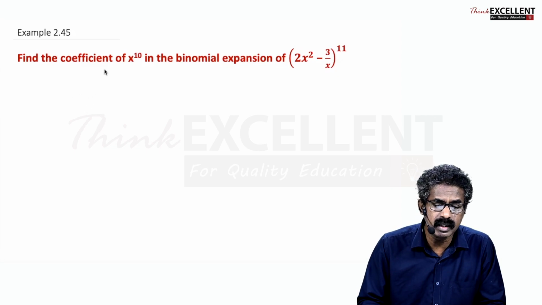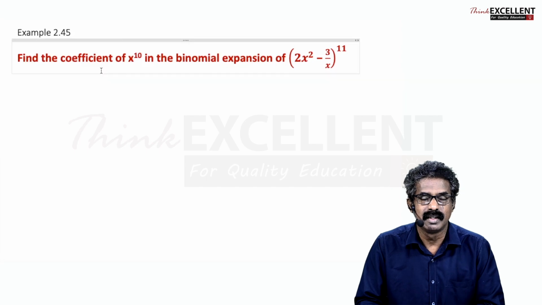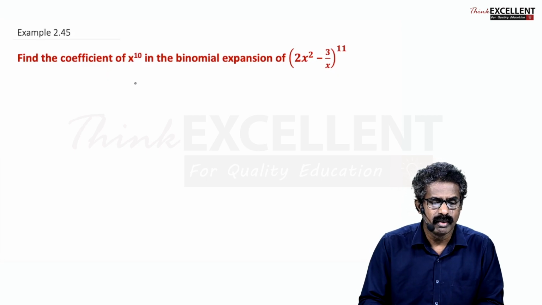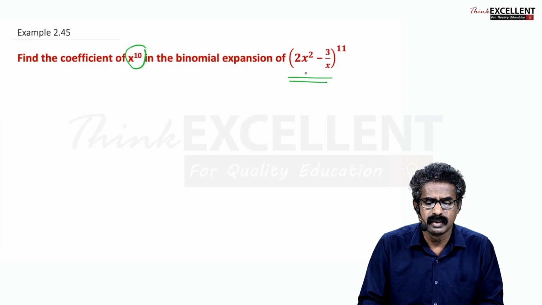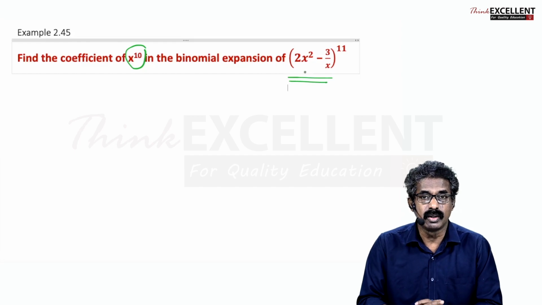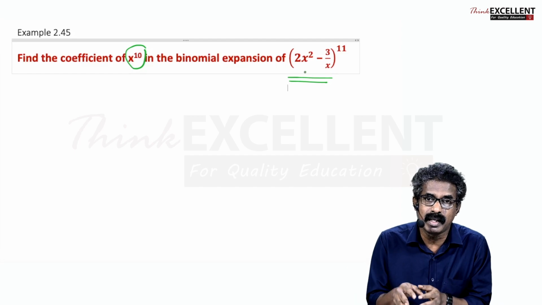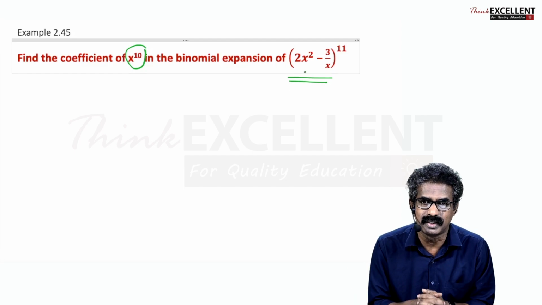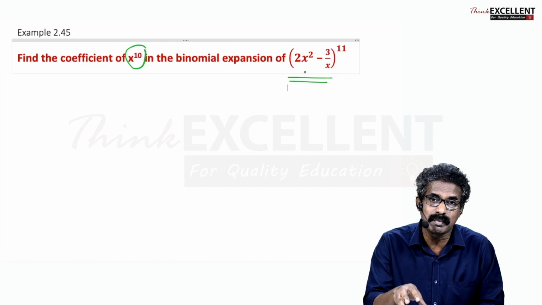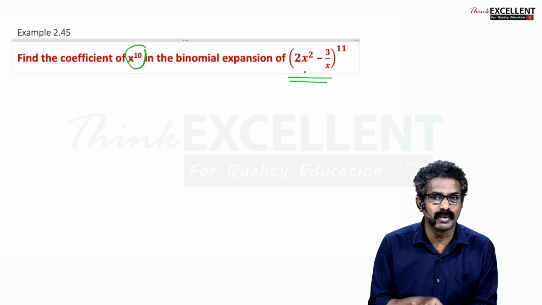Find the coefficient of x^10. So last class we did find the 10th term or find the 7th term. You know how to do that. Then find the middle term. But now find the coefficient of x^10 in this expansion. So the power is what? 11. Power is 11 means there are 12 terms. In those 12 terms, one term may or may not contain x^10. We have to find out which term contains x^10, find that term, then take the coefficient.